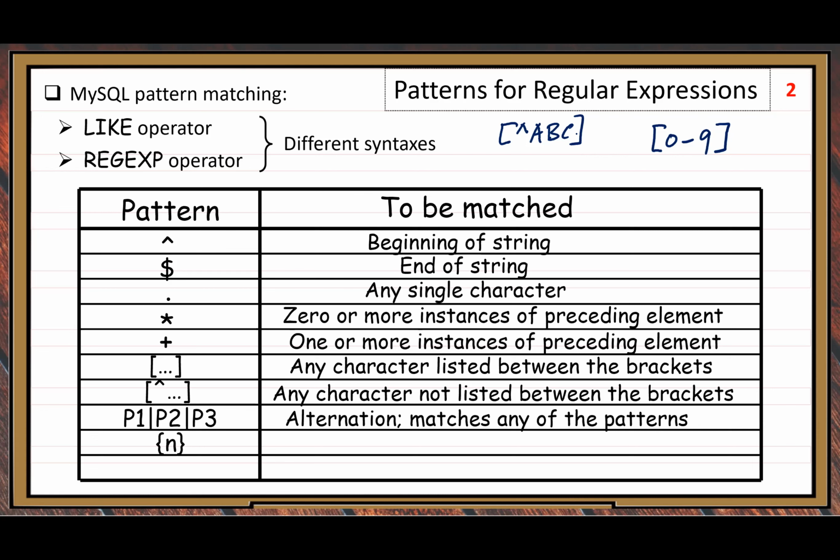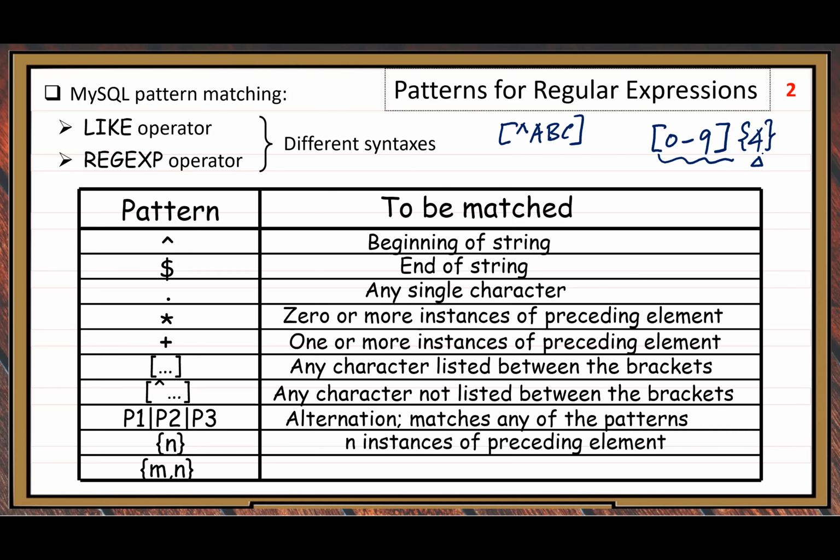Curly braces n means repeated n times. The previous element should be repeated n times, n instances of the preceding element. Remember last time, for 4-digit, we used curly braces 4. So the digit is repeated 4 times, in our first example.